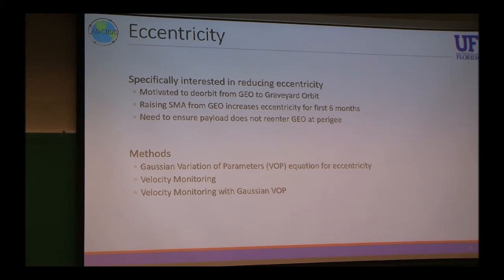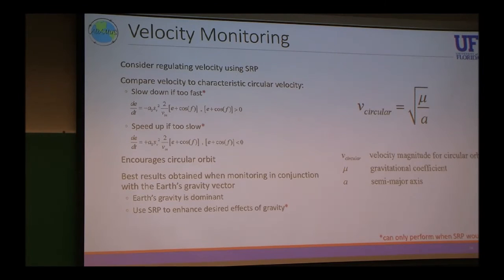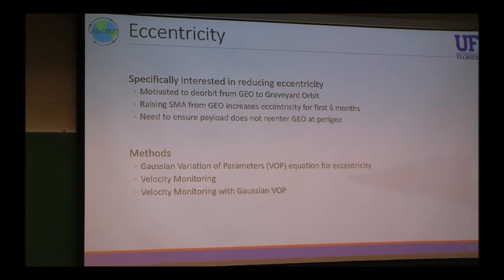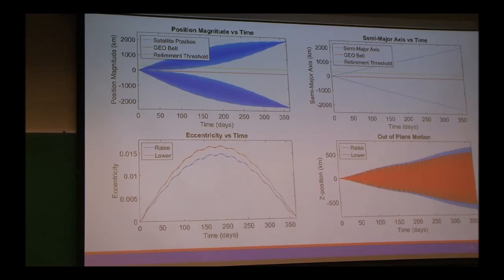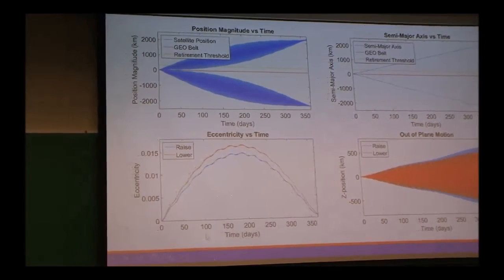Eccentricity, it's also an orbital parameter we can control geometrically or with these GVEs, or these, I call them GVOPs in this slide, the Gaussian Variational Parameters formulas. But let's look at a way to increase or decrease the eccentricity. So let's look at this plot one more time.